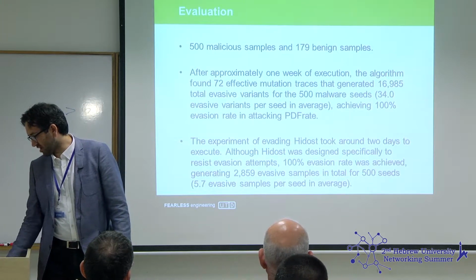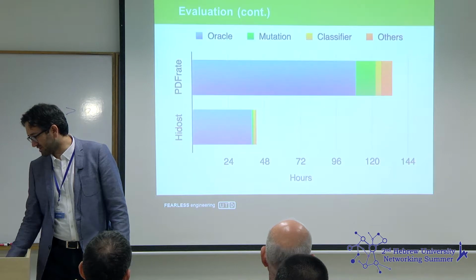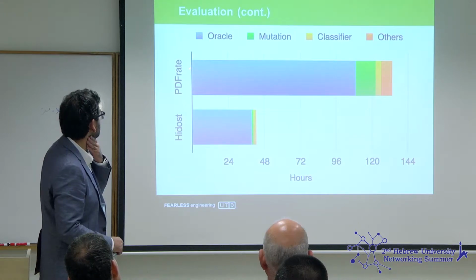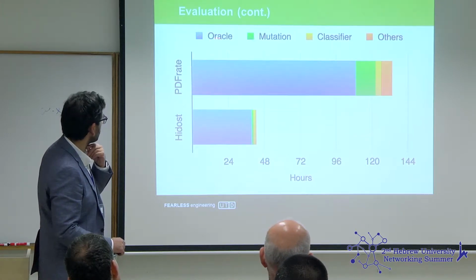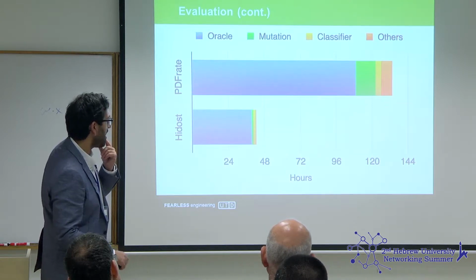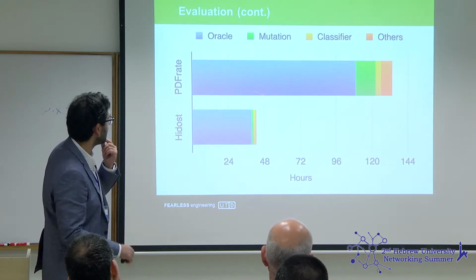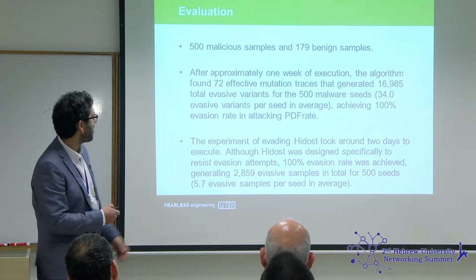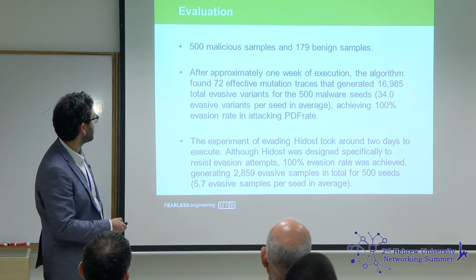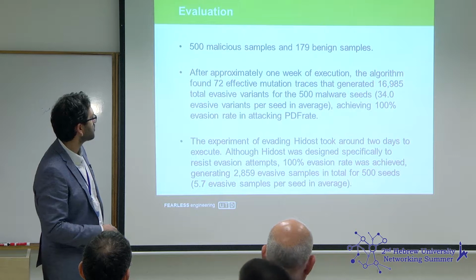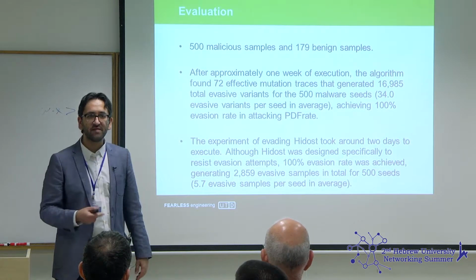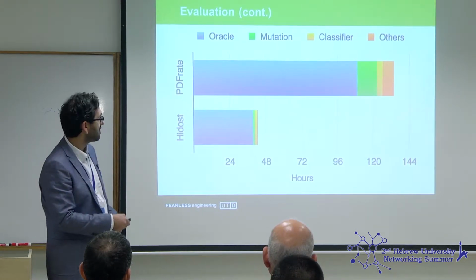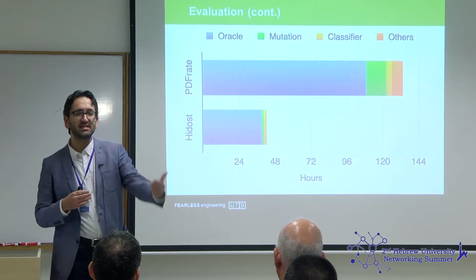It turns out that they ran it on many malwares. For PDF rate, this is the number of hours it took them to find evasive samples. And it turns out that they managed to achieve a 100% evasion rate. So for each malware, they find a variant of that malware that will bypass that classifier, although it took them some time to find it.